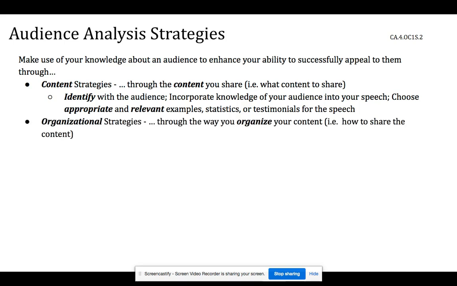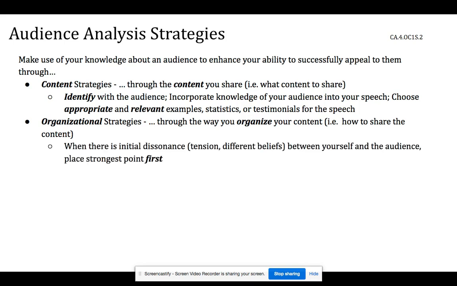You can also utilize organizational strategies. So again, completing the sentence: make use of your knowledge about an audience to enhance your ability to successfully appeal to them through the way you organize your content. We've talked about organizational patterns before, so I won't harp on this too much. But this one is mostly about where to put your most important point.